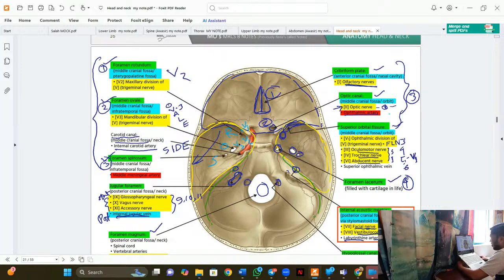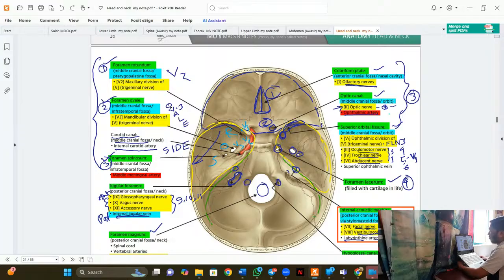Then we have remaining one. First we got the ophthalmic division through the superior orbital fissure, then the maxillary division through the foramen rotundum, and the mandibular division. Mandibular division will go V3. Mandibular means V3. It is a part of ovale. V is V3, and ALE.